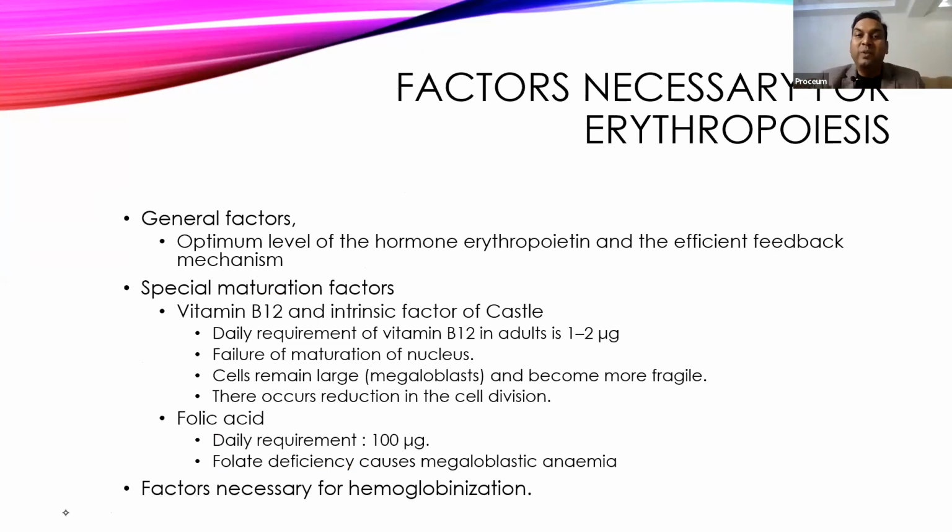Then the factors which are required for the erythropoiesis. All these factors promote or inhibit the erythropoiesis, but there are some factors which are required. Whenever we produce something, we need raw material. So we need a raw material. What are the raw materials? One is a protein and another is iron.